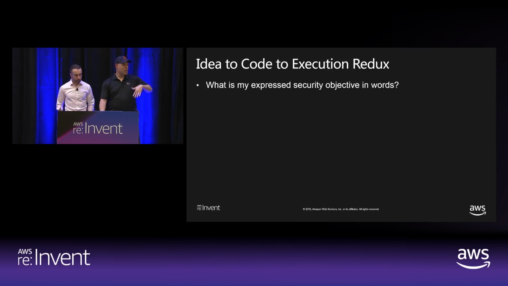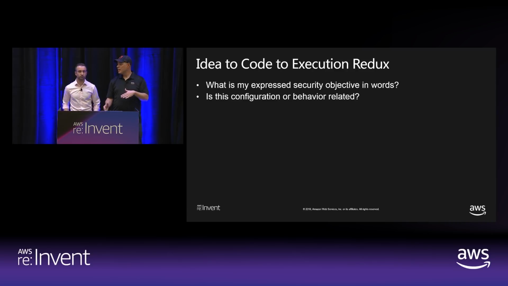And we'll go through a number of those as we've talked about before, such as what is my express security objective in words? Can I actually say what it is that I would like to accomplish? And if I can't, I probably need to simplify that a bit. Is this configuration or behavior related? Because if I can tell the difference between the two, then I know which potential service I might use to support essentially this workflow automation. Configuration related might be AWS Config. Behavior related might be something associated with a CloudWatch alarm.